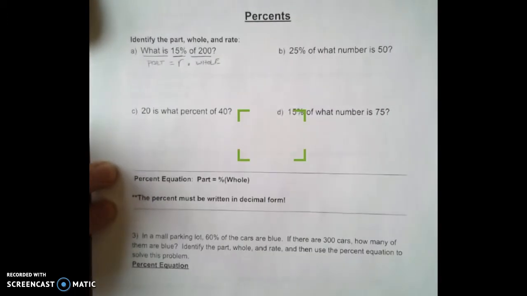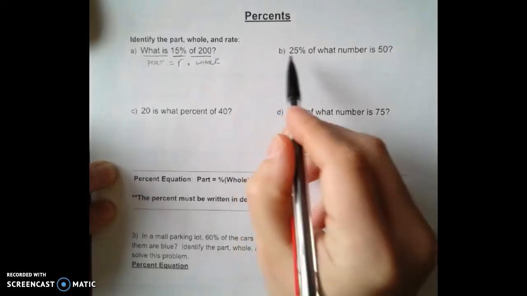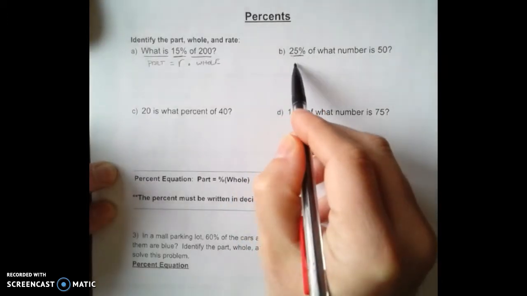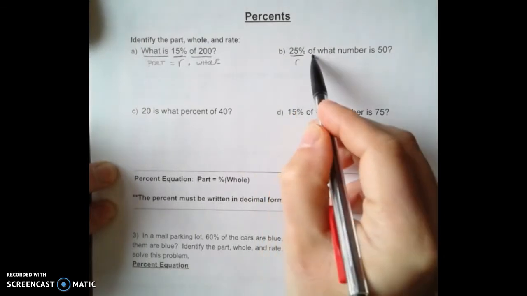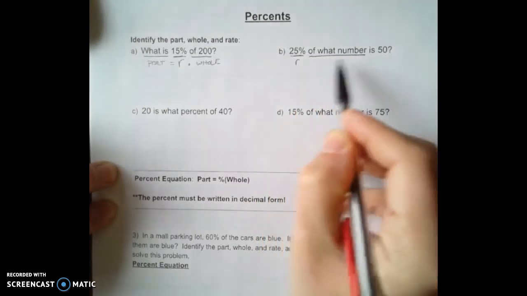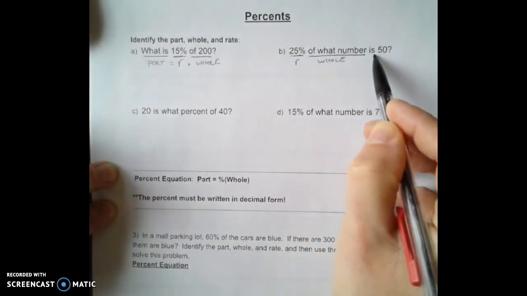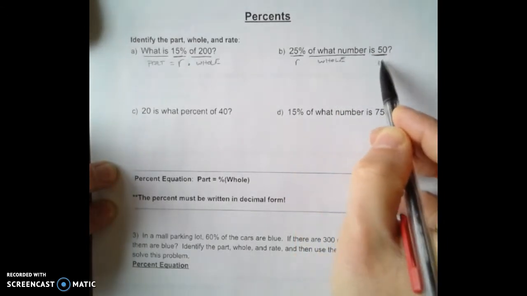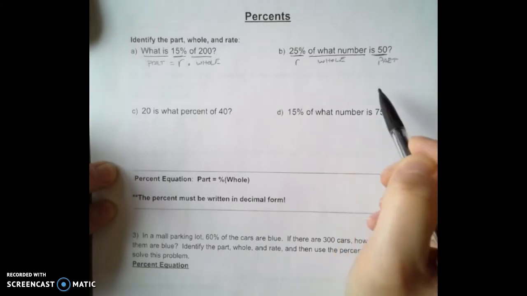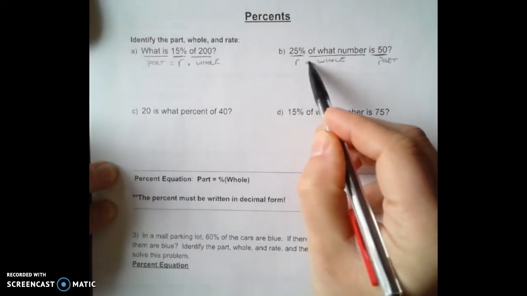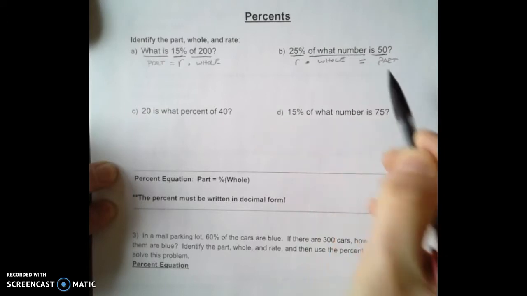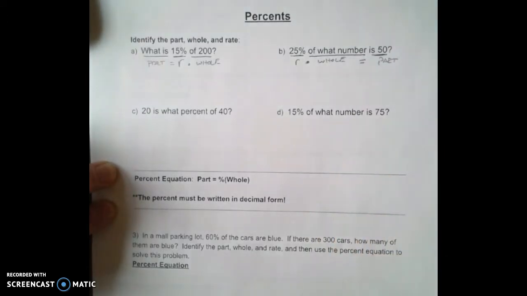In example B, again, we're just trying to identify the part, the rate, and the whole. 25% of what number is 50? So again, we can see the 25% there. That's going to represent our rate. Of what number? Of is attached to the whole, so the whole is unknown in this example. And is 50, that's our part. Is attached to the part. So 25% times some number is going to have to equal 50, which is the part.